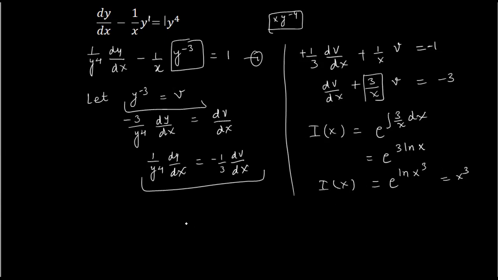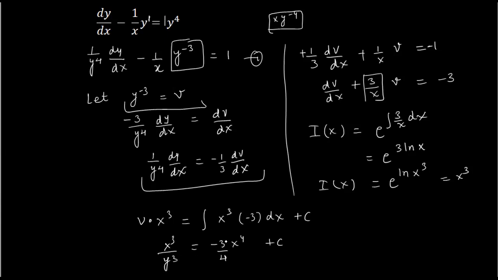Now our final solution is v times integrating factor equals integrating factor, which is x cube, times q. Our q is negative 3, dx plus c. Negative 3 comes out of the integration. So it is negative 3 x raised to the power 4 over 4 plus c. And here v is y raised to the power negative 3, or 1 over y cube. So it becomes x cube over y raised to the power 3.